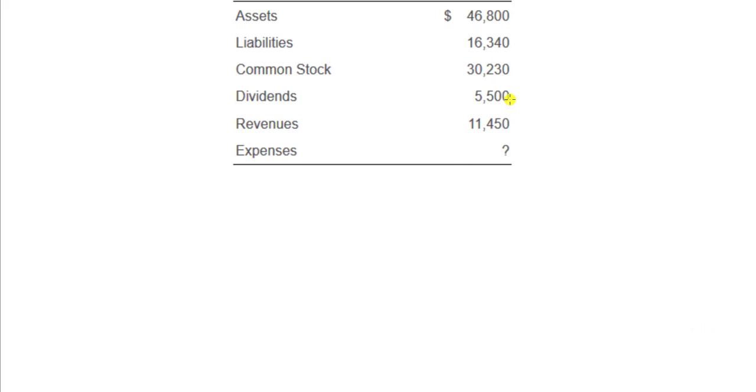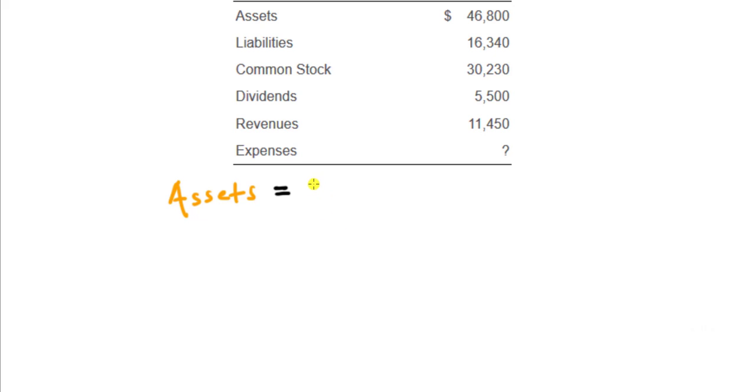Given these account balances for some company at a point in time, what must their expenses be? Okay, let's write out the accounting equation. The assets of a company, of any company in the entire world at any point in time, all of the value of its assets are divided up. Who has claim to those assets?